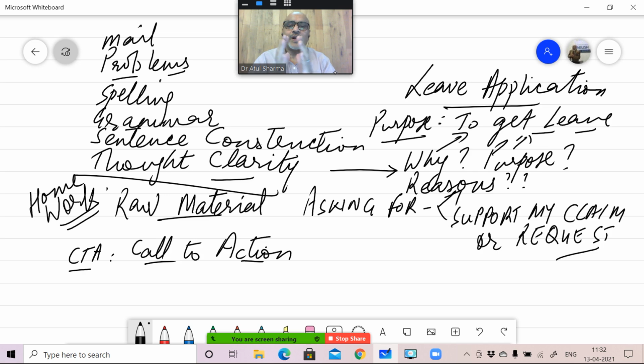So if you have structured your mail application in such a way that the person there would read and clearly understand why leave should be granted, even if you have something very important going on in office, that is the effectiveness of a mail. So this raw material is very important because this is what we are going to use in order to make our recipient respond positively.